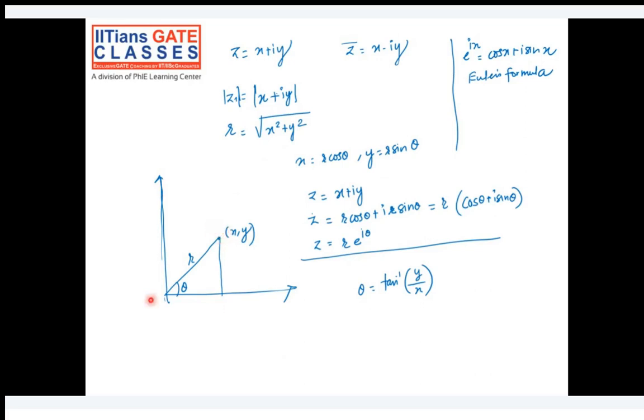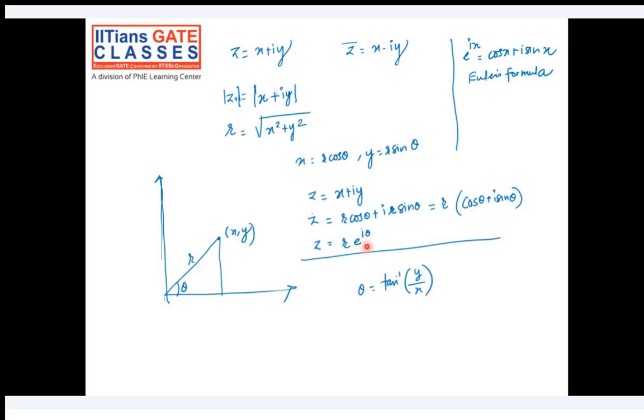Where x is a real coordinate and y is an imaginary coordinate. And r, we can see, is under root of x square plus y square, which will be the diagonal of this triangle, and represents the magnitude of the complex number. And if you want to write the complex number in terms of r and theta, like in the polar form, x we can write as r cos theta, y we can write as r sine theta. So x plus iy can be written as r cos theta plus i times r sine theta. If you take r common, it will become cos theta plus i sine theta, and we can write cos theta plus i sine theta as e to the power i theta.